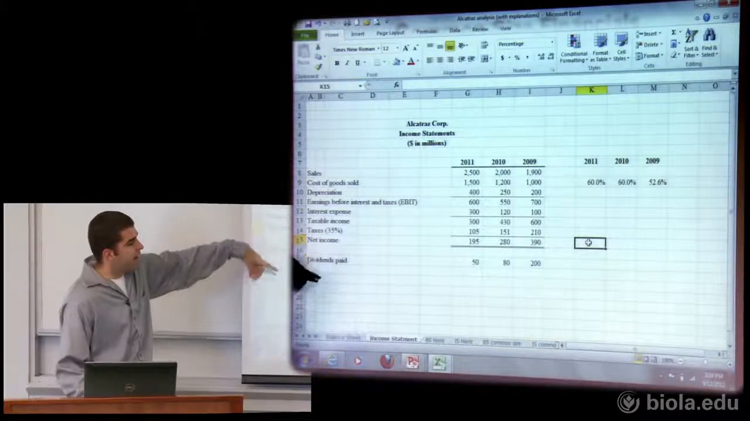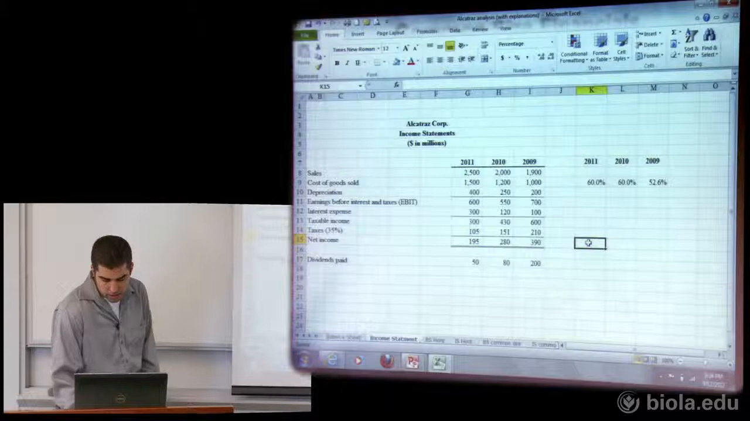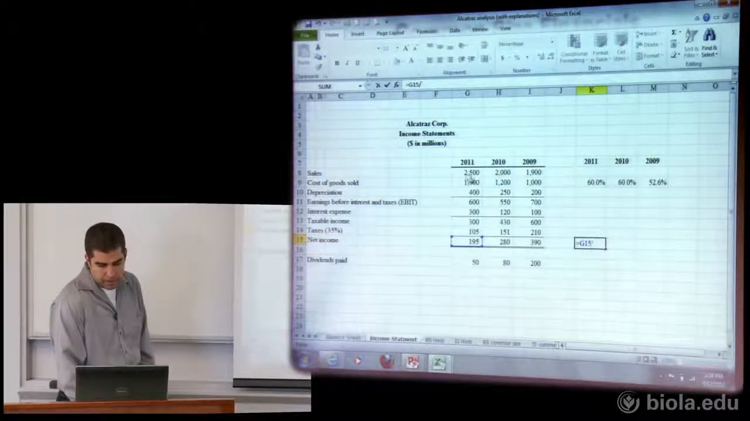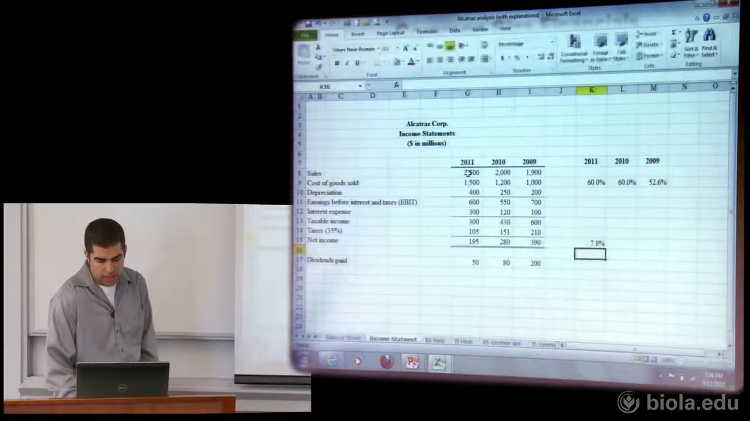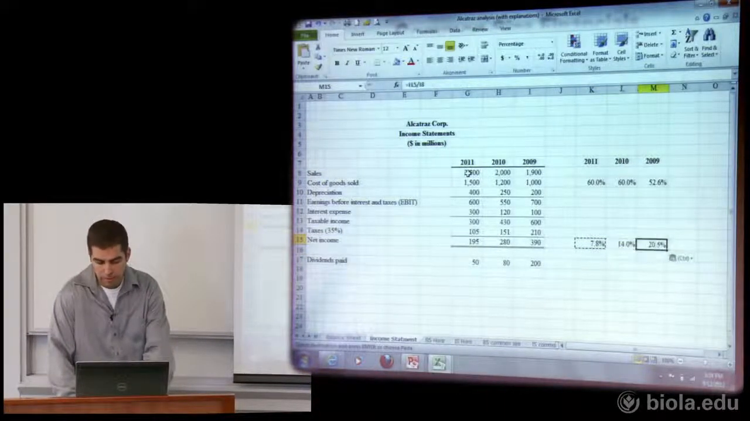Okay, and that's calculated in the same way. This is going to be your numerator. Your current year sales is going to be your denominator. So 195 million divided by the 2.5 billion, so 7.8. Let's compare that to year over year. I'm just going to copy my formula over.